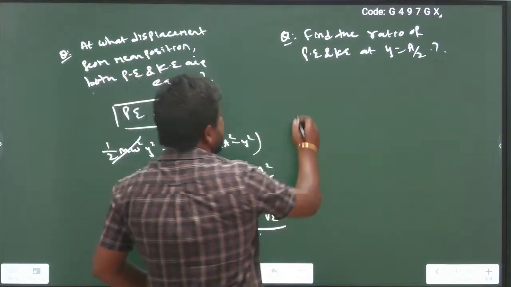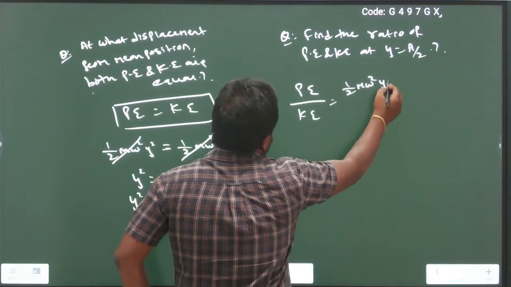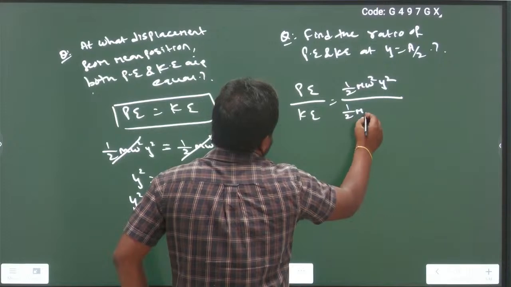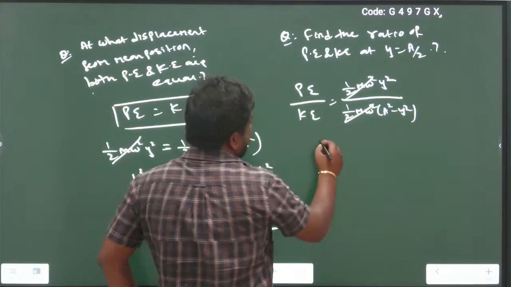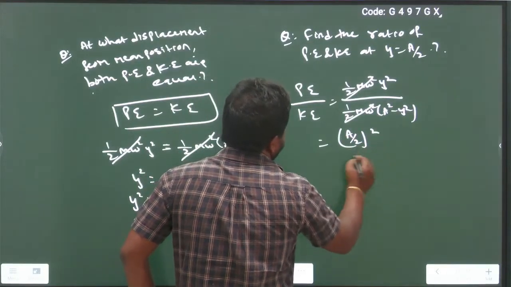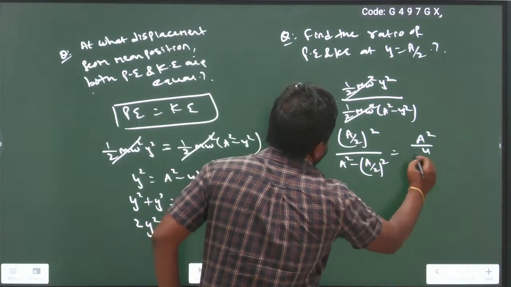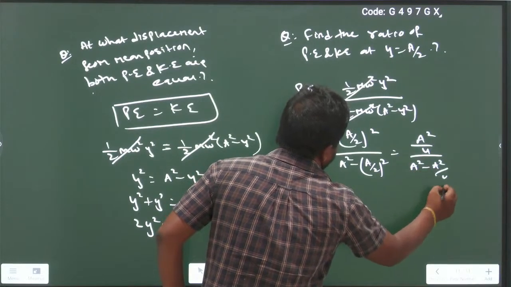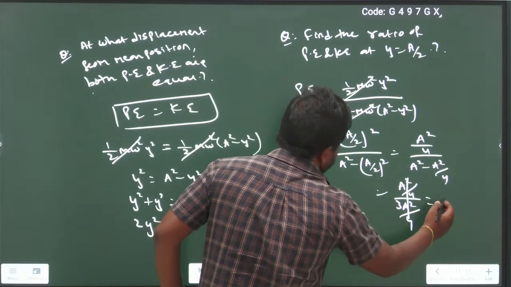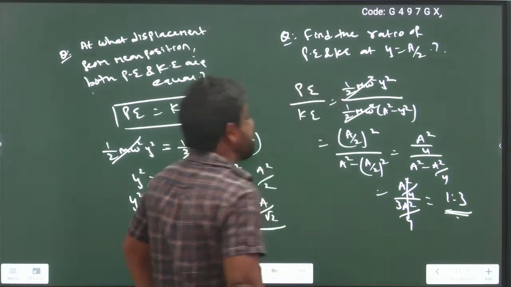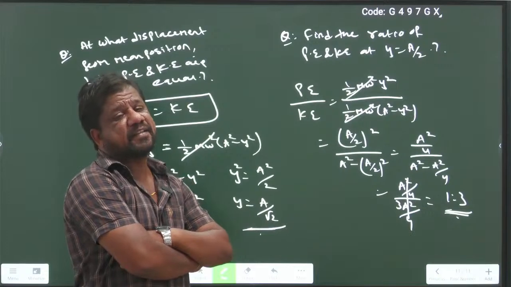Once again, similar formula. Potential energy by kinetic energy. Potential energy is half m omega square y square. Kinetic energy is equal to half m omega square into a square minus y square. Half m omega square gets cancelled. y is equal to a by 2. So a by 2 whole square by a square minus a by 2 whole square. This can be written as a square by 4 by a square minus a square by 4. This can be written as a square by 3a square by 4. So this should be now 1:3. Ratio of potential energy and kinetic energy at half the amplitude is how much? 1:3.